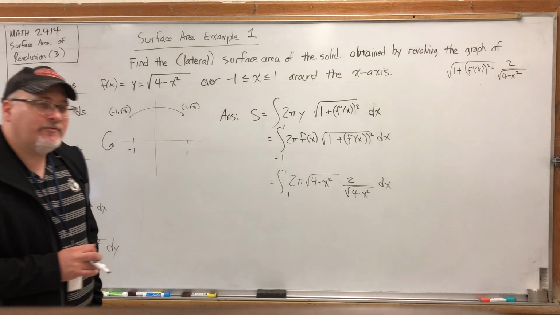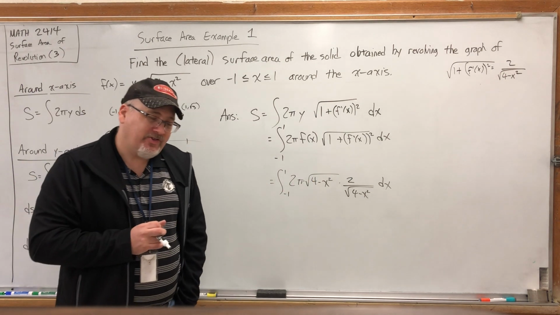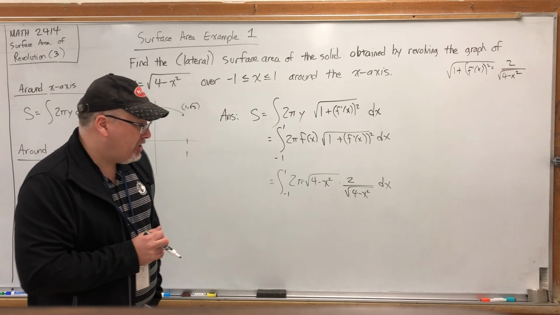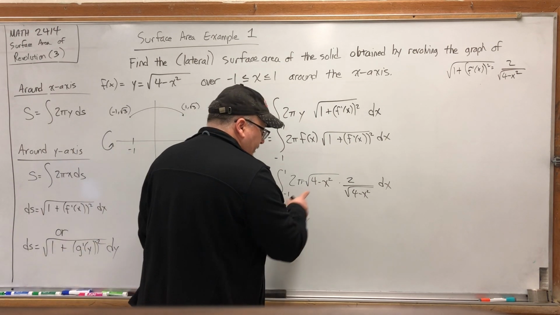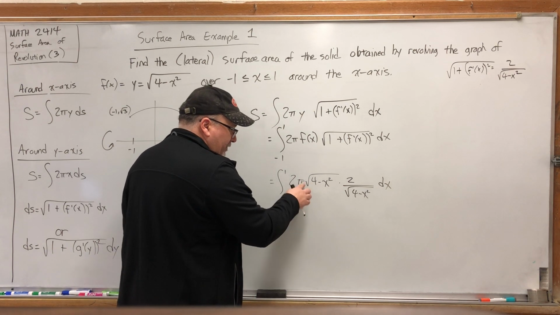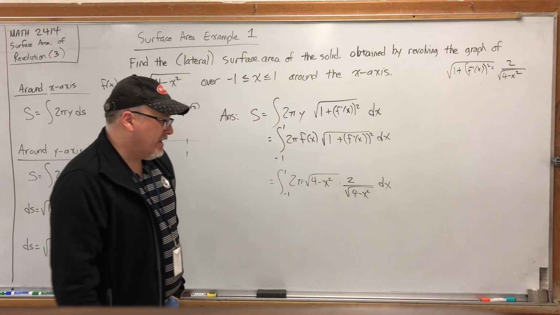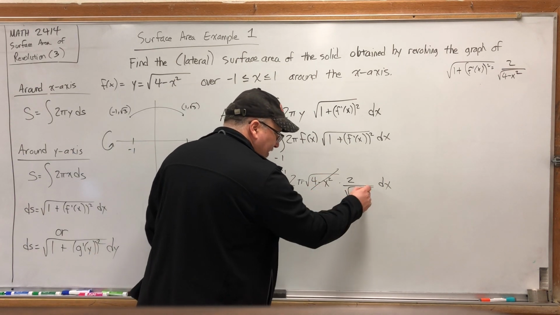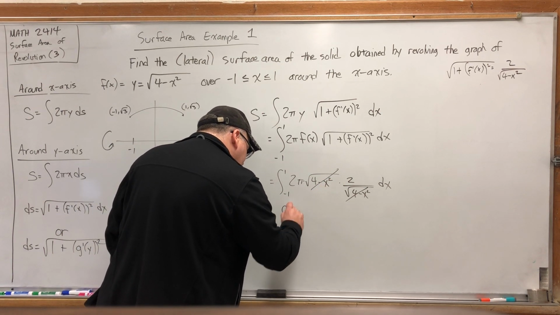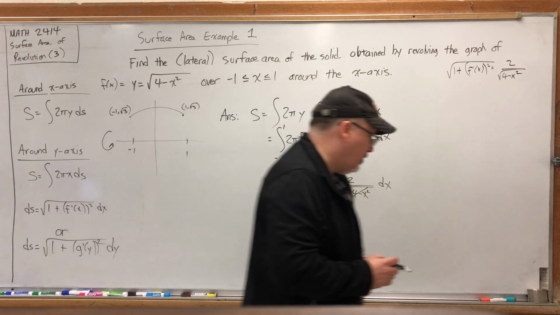The rule for canceling in a fraction is simple. If you are a factor of the numerator and a factor of the denominator and you match, you may cancel. Factor meaning part of the multiplication problem. The first square root, you can imagine it's over a 1, so it's in a numerator, and it is part of a multiplication problem. The only factor in the denominator is the square root of 4 minus x squared. I can and will cancel those, leaving 2 pi times 2, which is 4 pi. And so we're integrating 4 pi dx from negative 1 to 1.